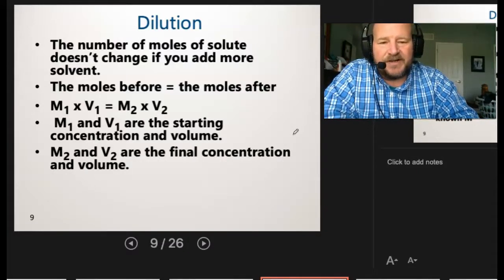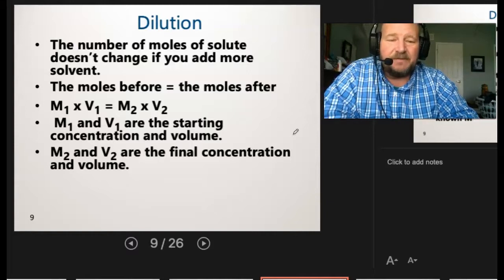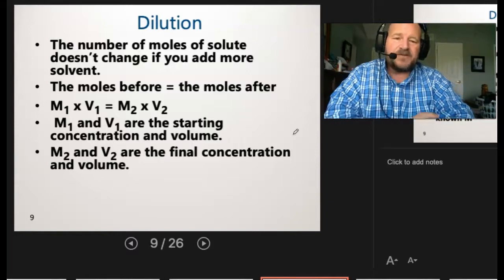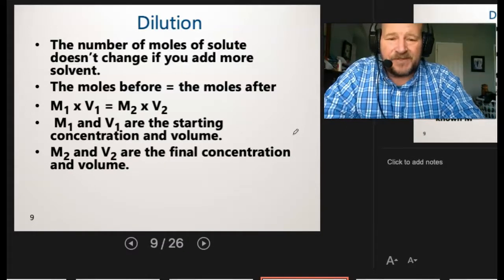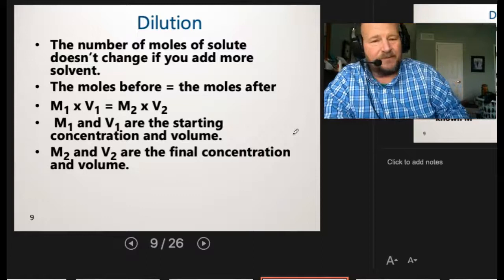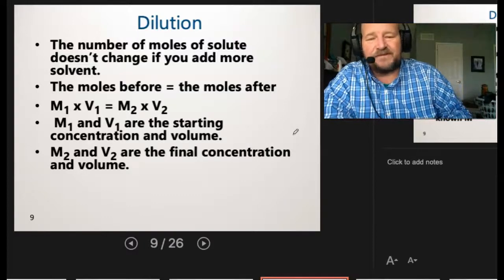Now the beautiful part is this does not have to be molarity. This will work for your percent concentration solutions as well. So if I'm at 5% solution and I want to be at 3% solution, we could do the calculation to figure out how much water to add.